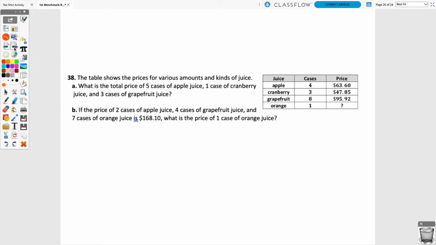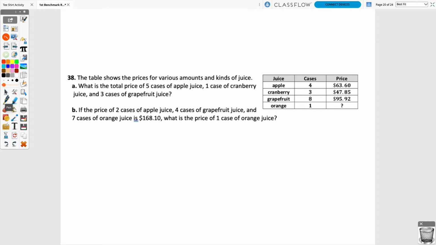In our table, they told us how much 4 cases of apple juice costs. But if I need to know the total price of 5 cases of apple juice, what am I going to need to figure out first, Landon? How much each one costs. How much each one costs, okay? So if I know that 4 cases cost $63.60, what can I do to figure out how much each case costs? Divide 63.6 by 4.